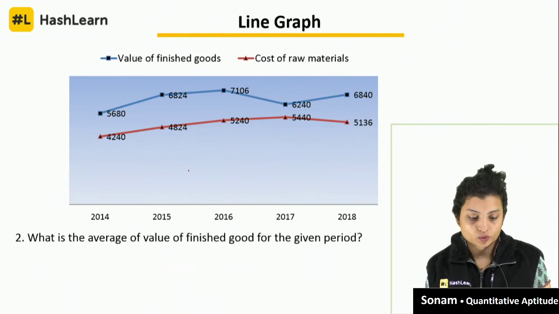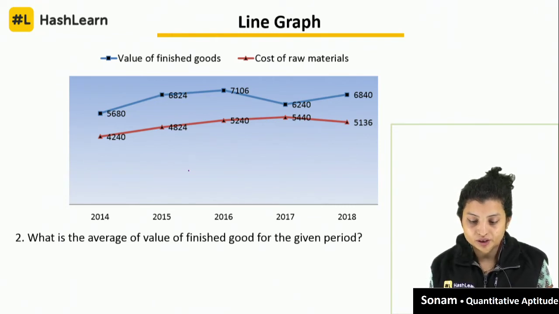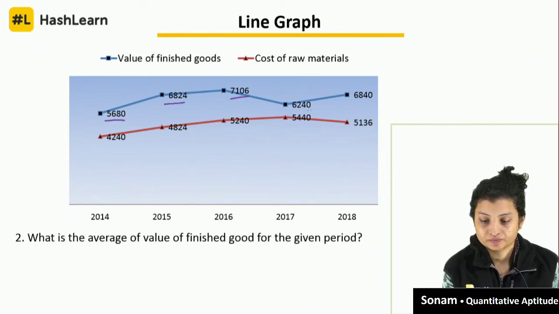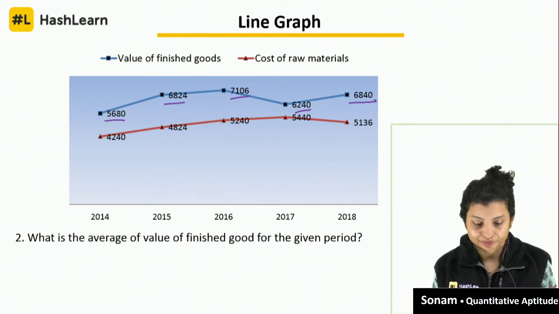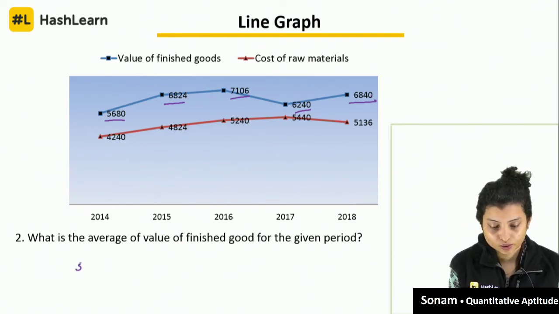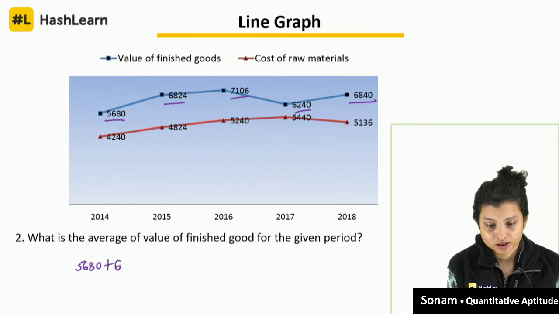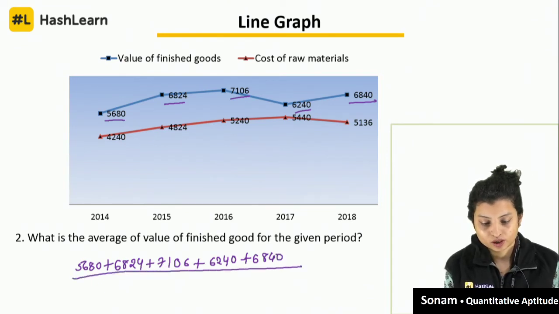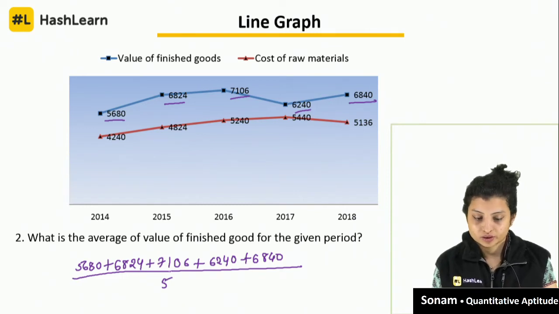Okay, let's look at the next question. What is the average value of the finished good for the given period? So we need to add all these values and then divide by how much? I need to do 5680 plus 6824 plus 7106 plus 6240 plus 6840 divided by 1, 2, 3, 4, 5. So divided by 5. So let's do that.